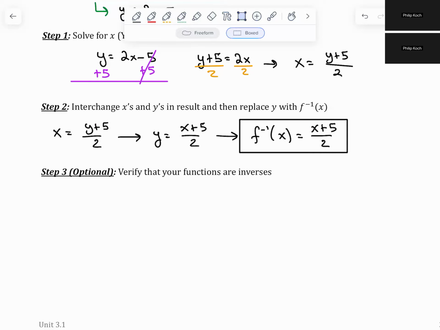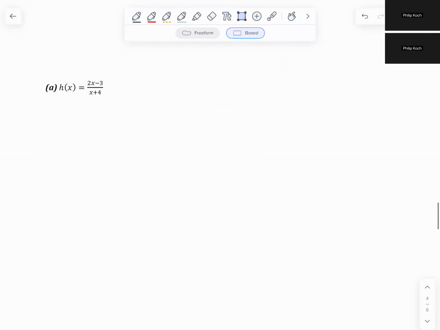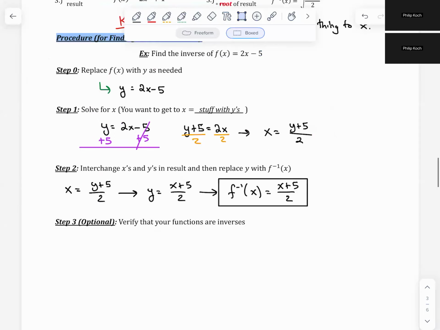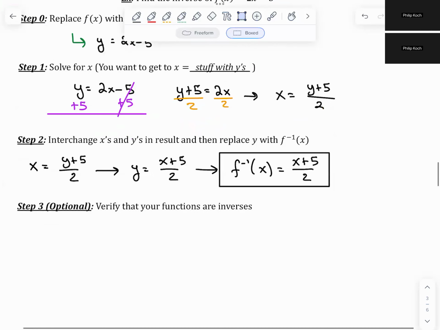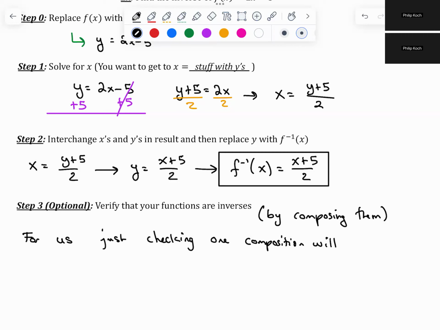Optional step: check your work, right? That SpongeBob meme, did I save that one in this page? There was one time where I forgot to delete it. But that SpongeBob meme of you should check your inverse, check your work. So verify your inverses by composing them. For us, just checking one composition will be sufficient.